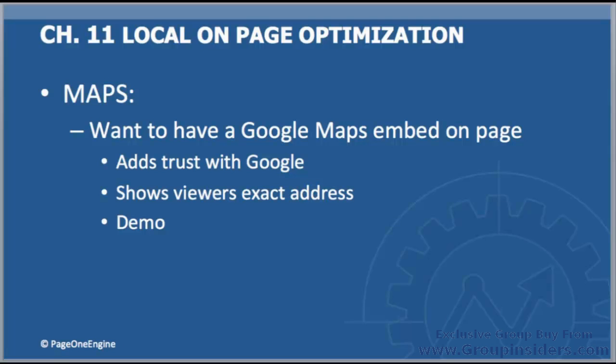Okay, so now for the maps, you're going to want to have a Google Maps embed on every page that you're optimizing for. This just adds trust with Google, and it also shows the viewer the exact address that the business is located at, so that builds more trust with them as well. Now let me show a demo on how to install a Maps embed on your web page.